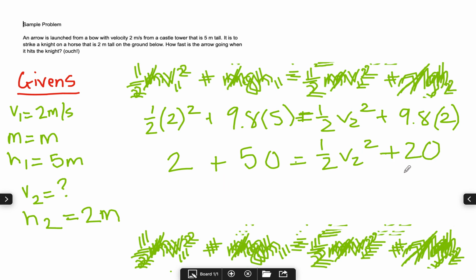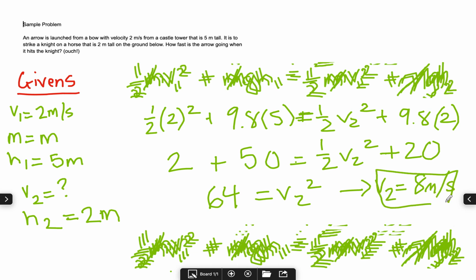And so if we bring everything to the left side, this will be 52 minus 20, which is 32. And then we're going to multiply that by 2. So that becomes 64. And then if we take the square root of 64, that's 8. So the arrow will strike the knight's head at 8 meters per second down.